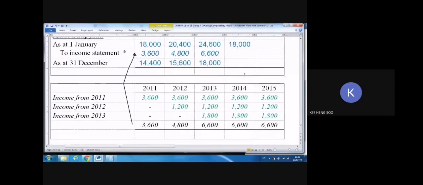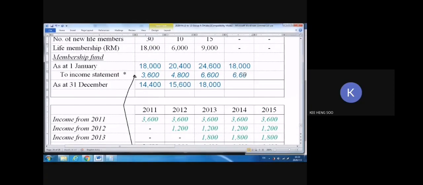Okay, so now you continue, minus 6,600. That's how you get 11,400. 11,400 minus 6,006. Then you can get 4,008.